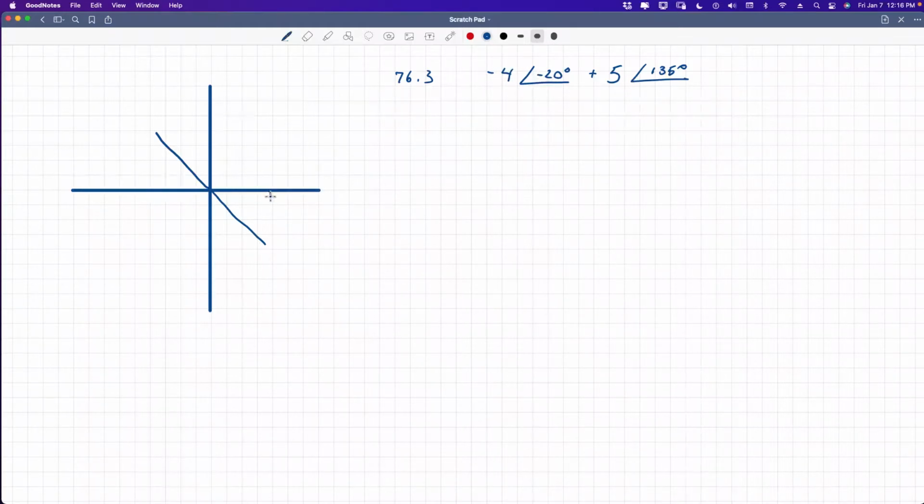So the -20 tells me it comes here 20 degrees. It comes clockwise 20 degrees. And then the -4 on the length tells me it flips from the positive side to the opposite side, or whatever side it's on, it's flipping over here. So this is going to be 20 degrees because these are the opposite angles right here. So this is 20 degrees and this is 4.